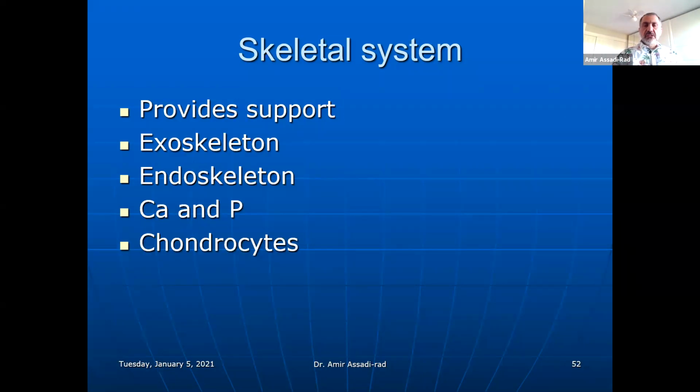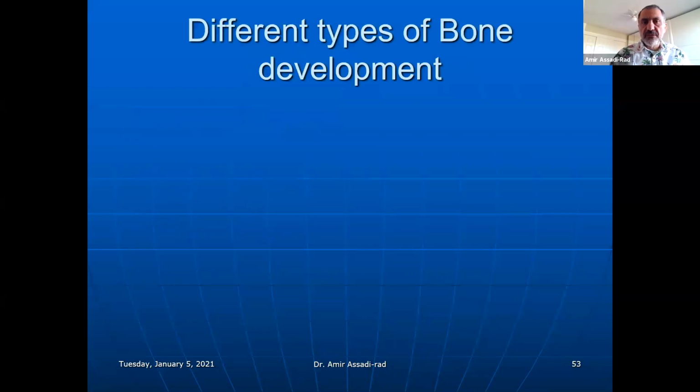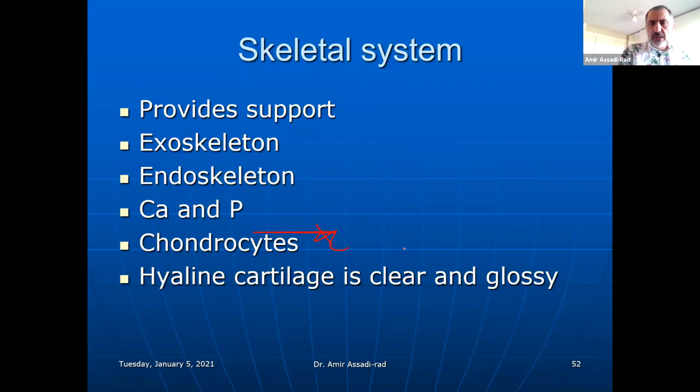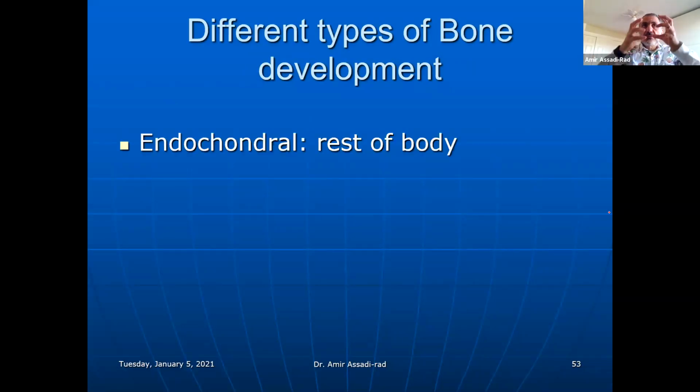Chondrocytes are cartilage cells. Chondro means cartilage, and cyte means cells. Hyaline cartilage is clear and glossy. And osteocytes are the bone cells. Anyhow, different types of bone development: when you were born, what happens to you? They call it ossification, bone development, when the bone becomes harder.